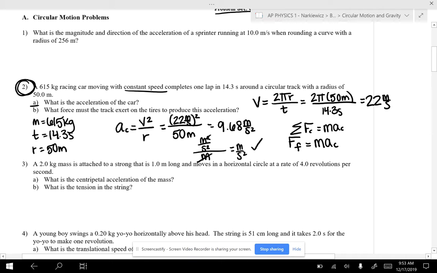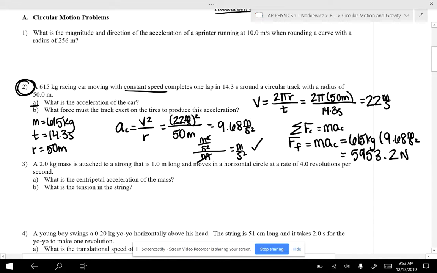But we can solve for it by doing the mass times the centripetal acceleration that we just found. So that's 615 kilograms times 9.68 meters a second squared. So 615 times 9.68 gives me a whopping 5,953.2. It's still a force, so we're still going to do it in newtons.